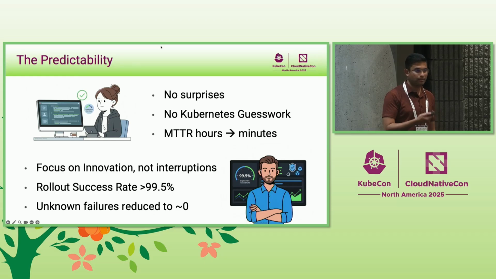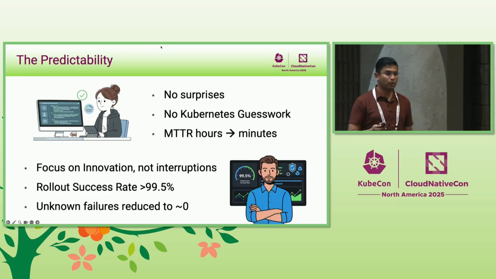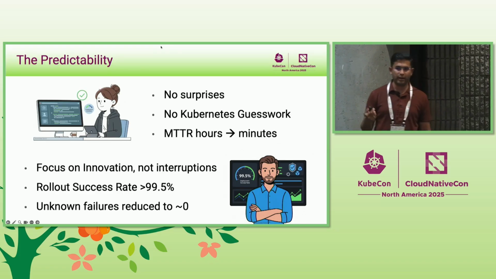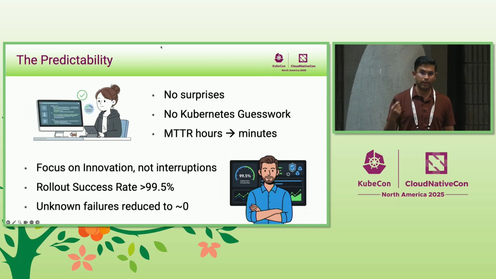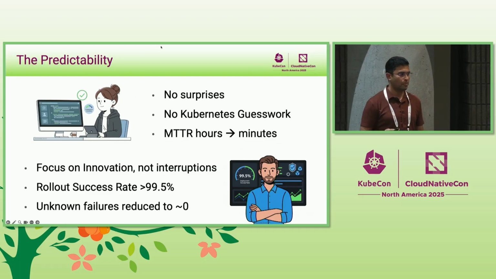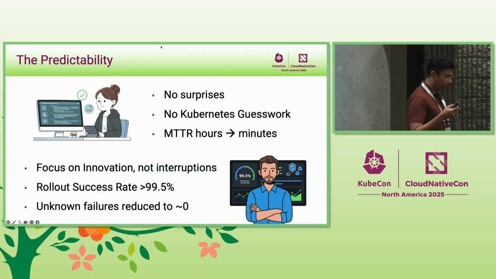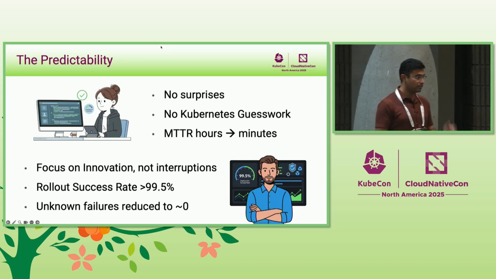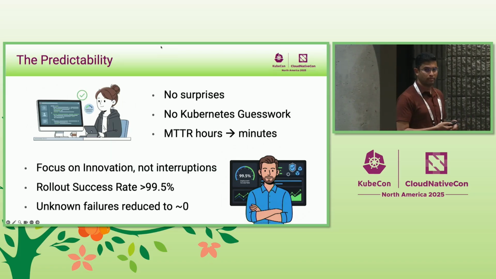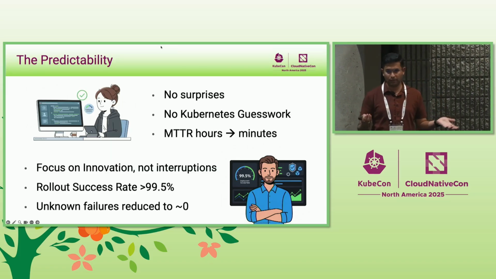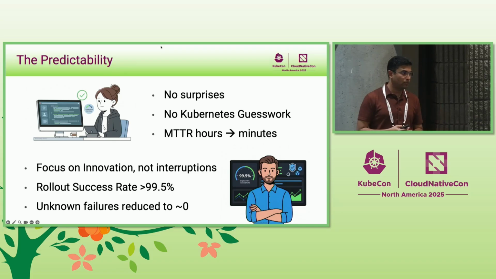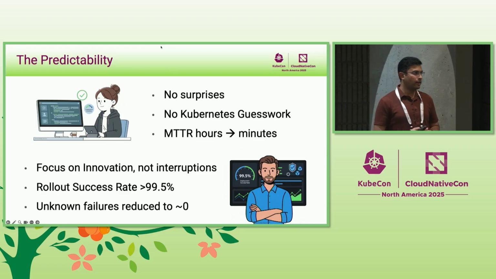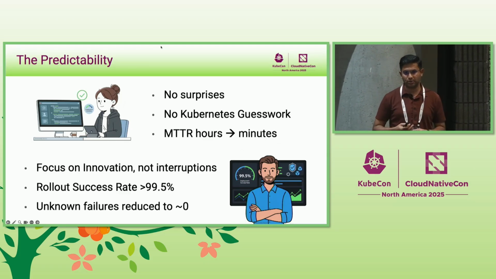Essentially, it will look like this for Alice and Bob. For Alice, there are no surprises. Rollouts are a non-event, they just work. And even if they fail, there is no Kubernetes guesswork involved because they have all the tools necessary to debug themselves. That translates to, if they were spending hours of time debugging before, now it's just probably minutes. And for Bob, I think the focus comes back to innovation, with fewer interruptions because it's all self-serve, and the expectation of rollout success rate to be 99.5% is normal. It's a routine. And the rate of unknown failures is also reduced to 0.